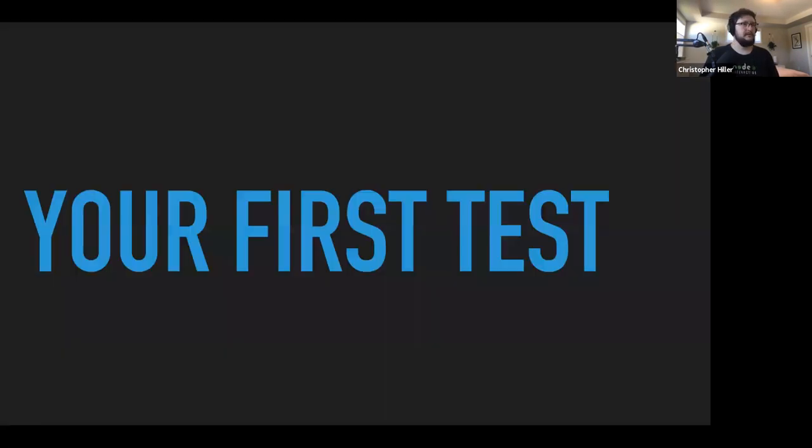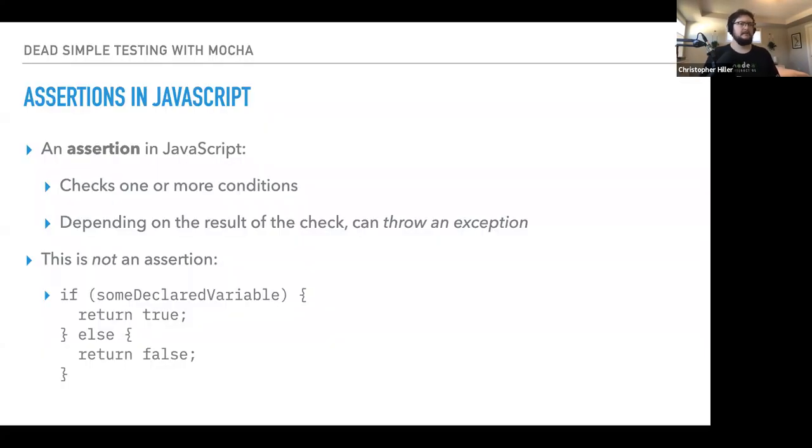We're going to have you write a test now, but first we need to define some things, maybe just one thing, and it's the word assertion. When I talk about an assertion in JavaScript, an assertion will check a condition. So maybe that's something like if, right? And you give it your expression you want to test. Depending on the result of that conditional, the assertion can throw an exception. And so this is key. The code here below, if some declared variable returns true if it's true, and returns false if it's false, that's not an assertion. I don't know what that is, but it doesn't throw an exception, and that's key.